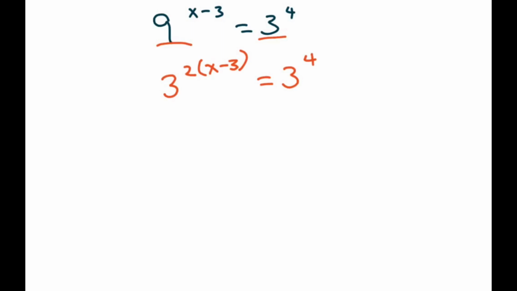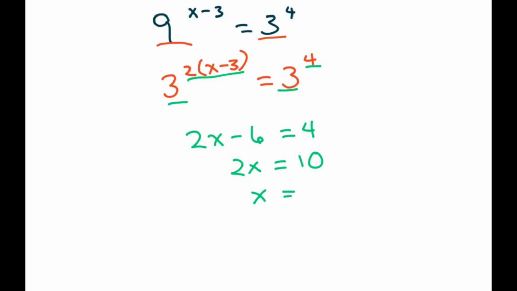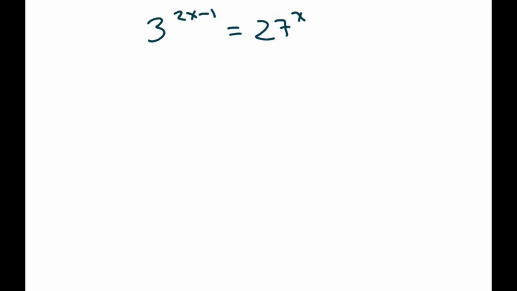Now that my bases are the same, all I have to do is solve for x. So I'm going to go ahead and distribute. Add the 6 to both sides. So 4 plus 6 is 10. And divide both sides by 2, or you could do this in your head. 2 times 5 is 10, and that's your solution. If you wanted to check it out, you can.